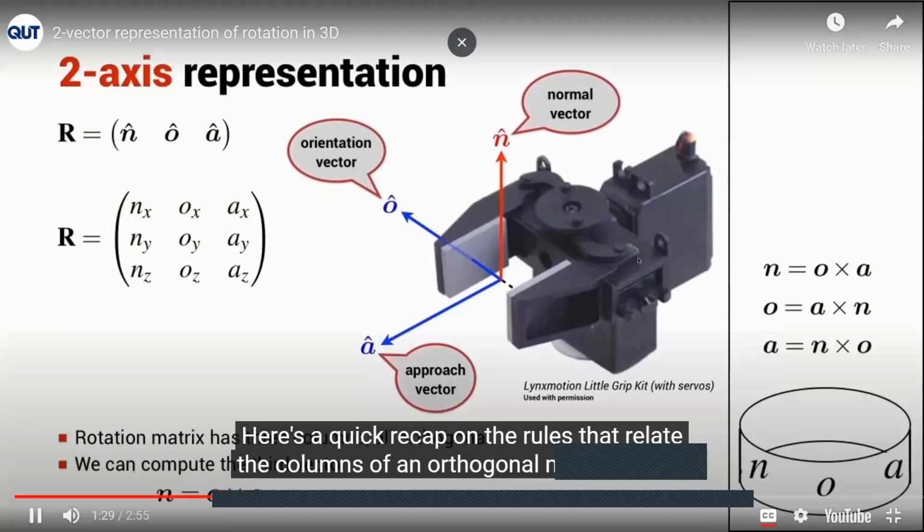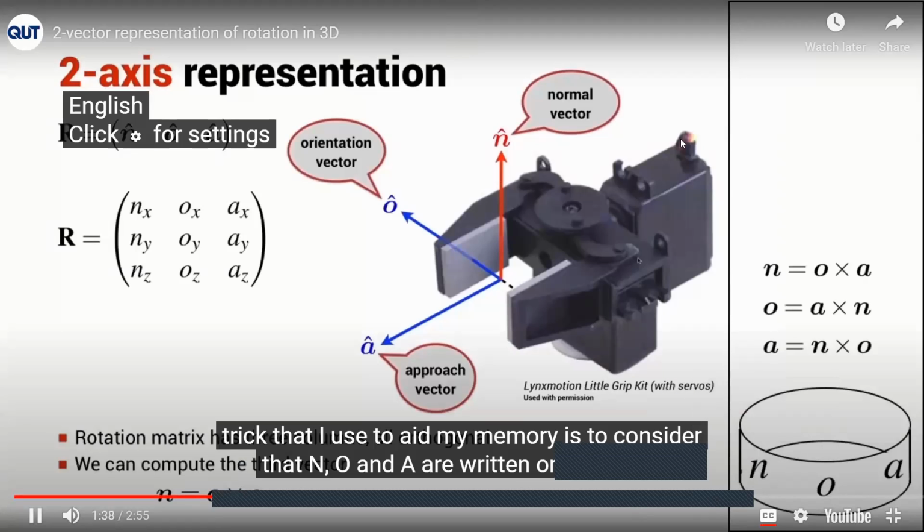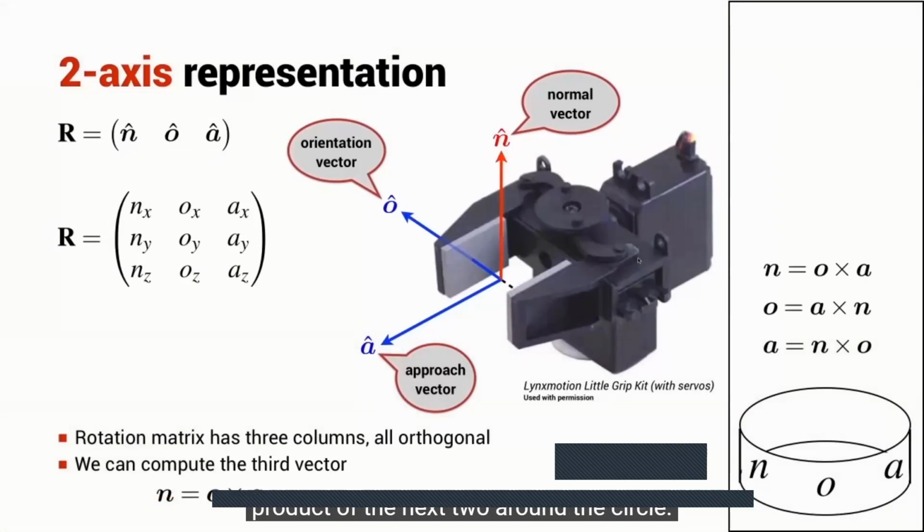Here's a quick recap on the rules that relate the columns of an orthogonal matrix. A little trick that I use to aid my memory is to consider that N, O, and A are written on a circular strip of paper. We start with the symbol that we want to know, and it's equal to the cross product of the next two around the circle.